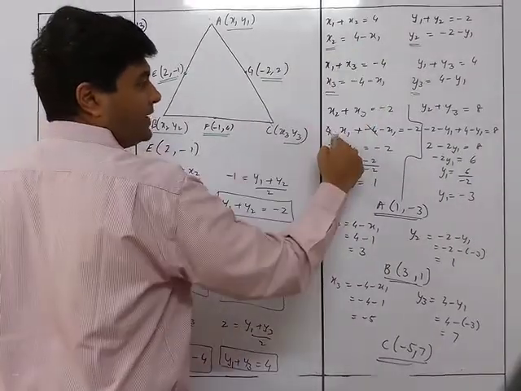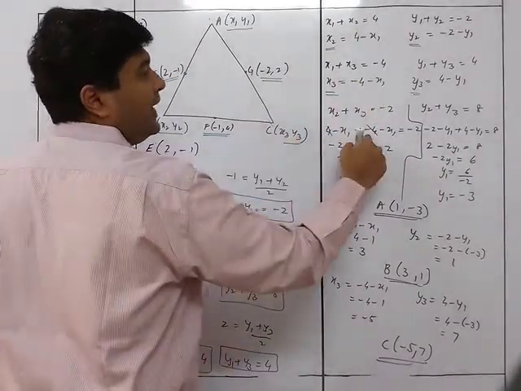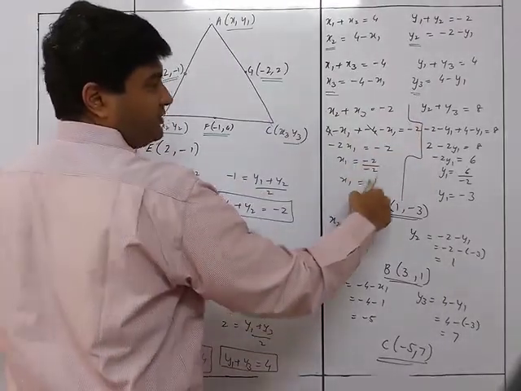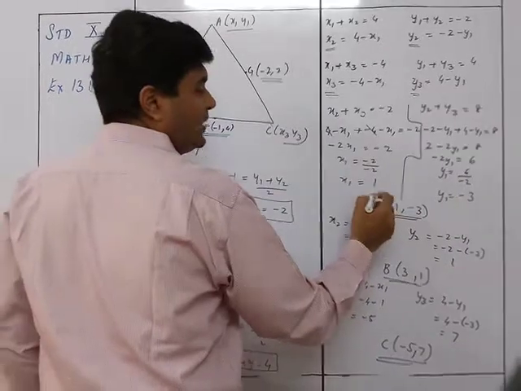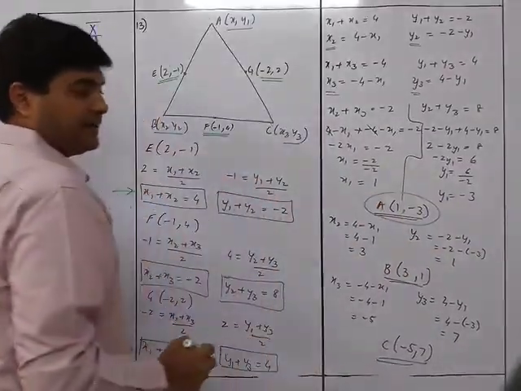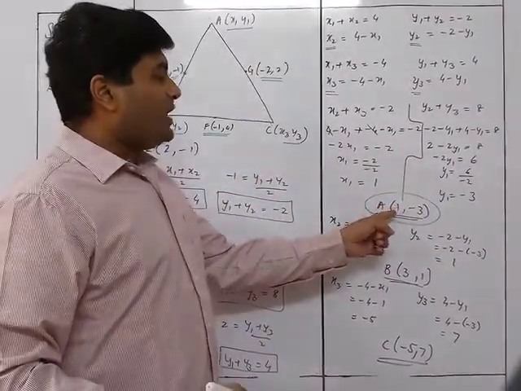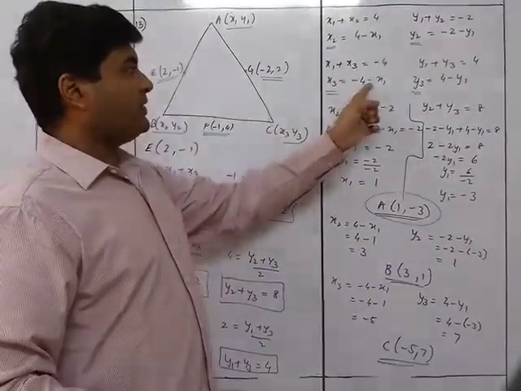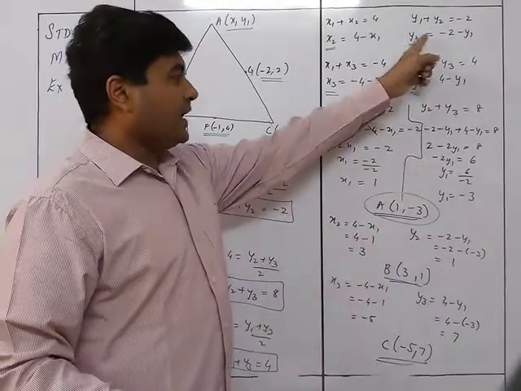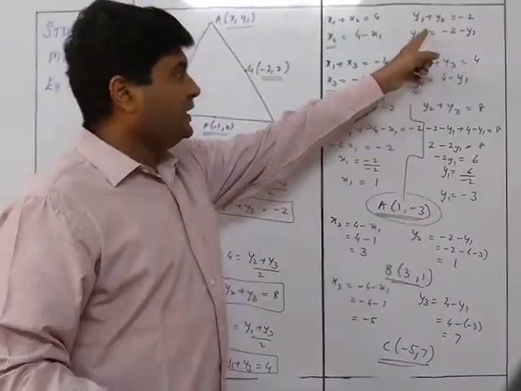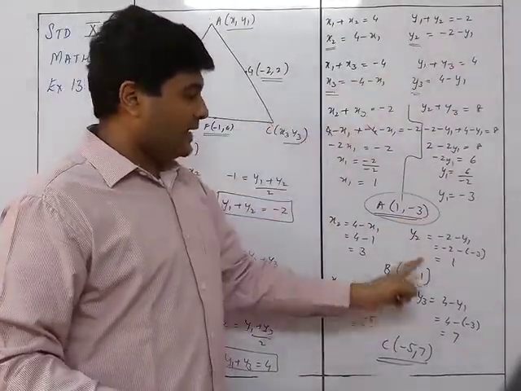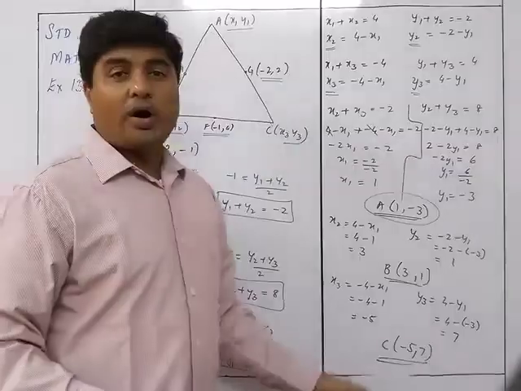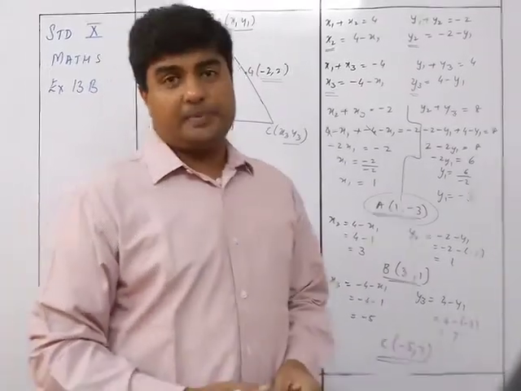So 4 minus x1 and minus 4 minus x1 is minus 2. Accordingly, we get x1 as 1. Same thing for y also. You get the value of A as this. So once you have the value of x1 over here, from this equation I can find out the value of x2, and from this equation I can find out the value of x3. Here y1 is minus 3. So from y1 I can take out y2, and from y1 I can take out y3. Accordingly, I get the coordinates of B and C.